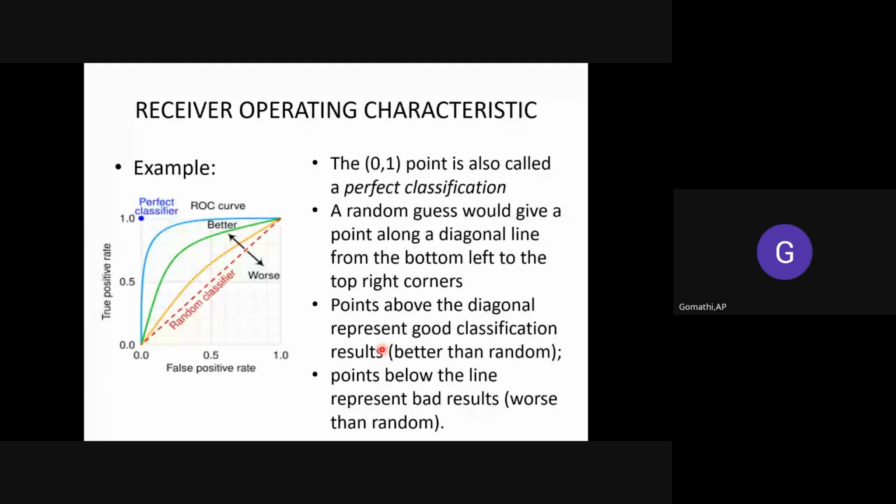So here the 0, 1 point is the important point used in the ROC curve. The 0, 1 point is also called perfect classification. Here the ROC curve will be drawn from the coordinates of 0, 0 to 1, 1. This 0, 1 point is very important in the ROC curve. So that is called perfect classification.